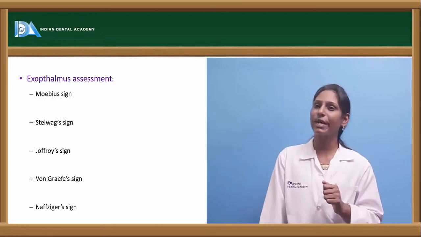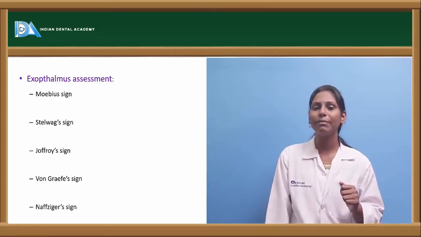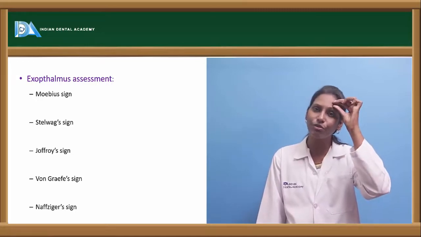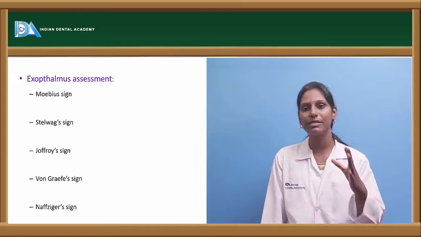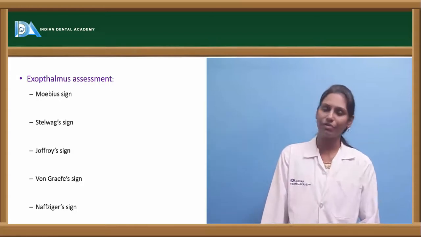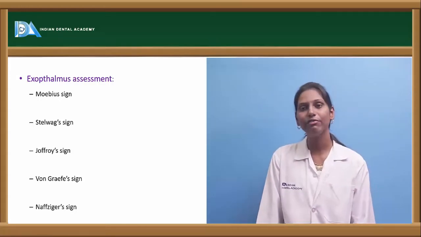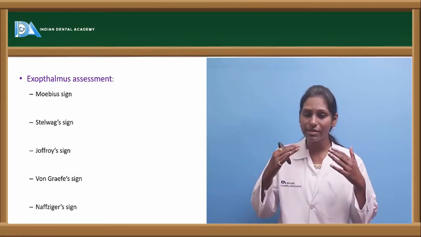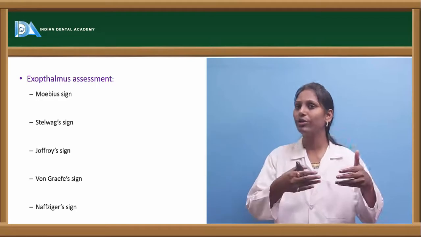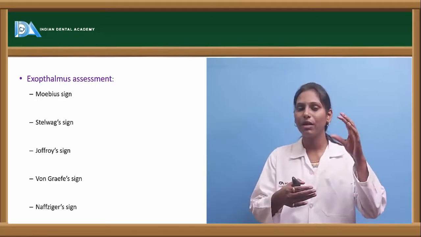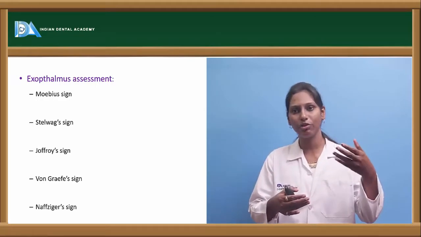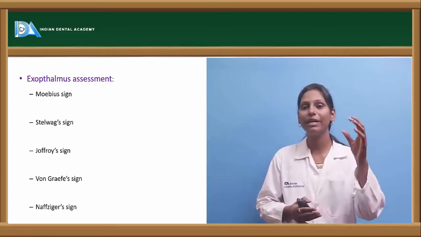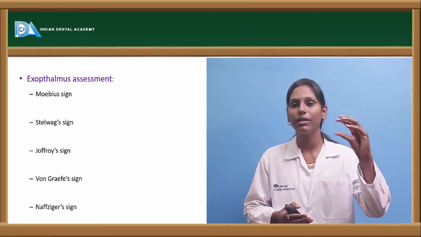And we have something called Joffroy's sign. This Joffroy's sign is nothing but when the patient is asked to look upwards like this, there will be absence of wrinkling of the forehead, which is a characteristic sign. Von Graefe's sign of exophthalmos assessment is when the patient is asked to look downwards, the eyelid will not follow the normal rotation of the eyeball. That means when we look down, normally the eyelid immediately falls down, right? There will be lid lag. In Von Graefe's sign, the eyelid will not take a normal downward rotation.